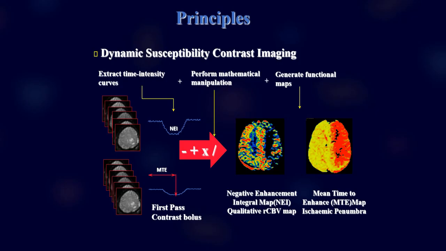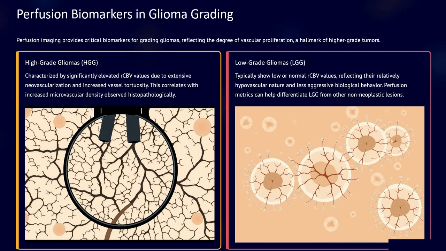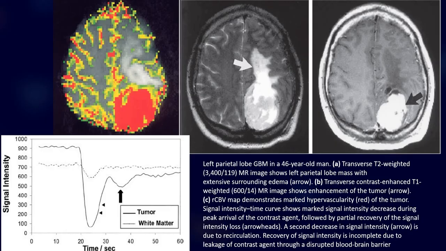At the end, we have a relative cerebral blood volume map, and we can have a quantitative measurement of the relative cerebral blood volume. The high-grade glioma has more new angiogenesis, new vascularities with increased vascular tortuosity, so the relative cerebral blood volume is higher. On the other hand, the low-grade glioma has a hypovascular nature with less aggressive behavior, so the relative cerebral blood volume is low.